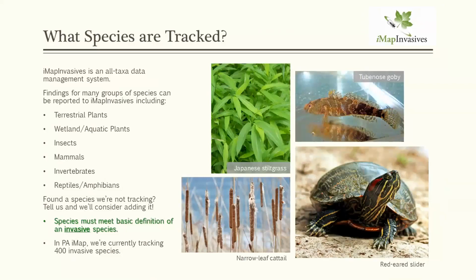Right now in our program, in the Pennsylvania iMap program, we are tracking right around 400 species. So we do have a lot to choose from on our list right now.